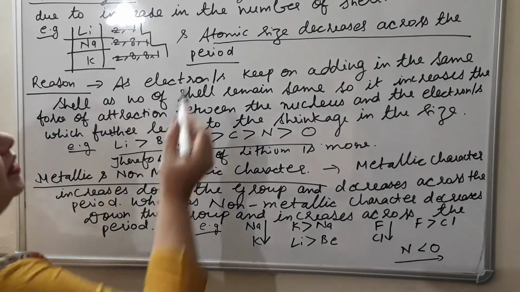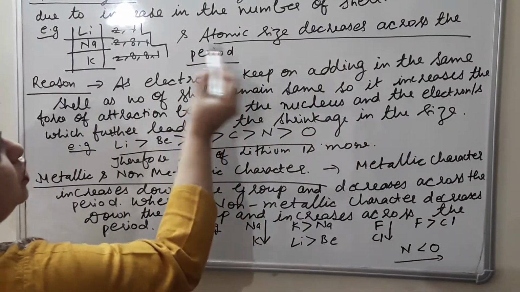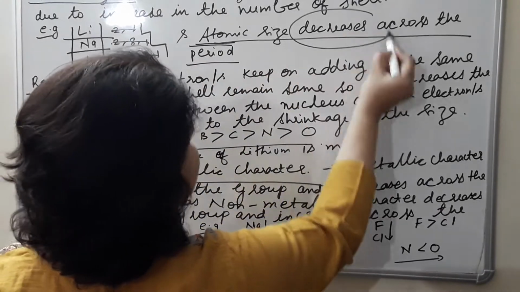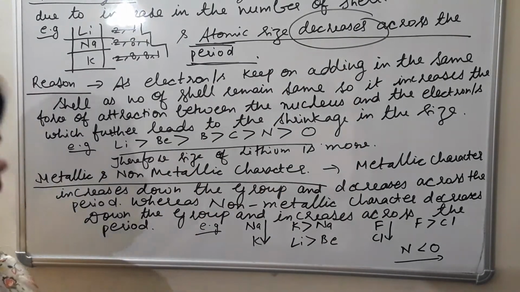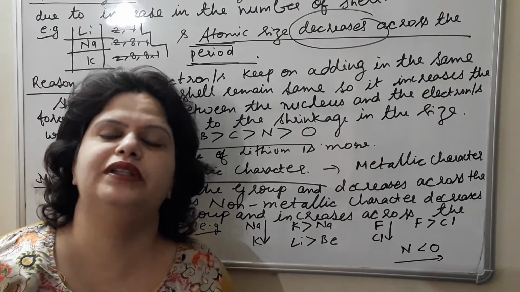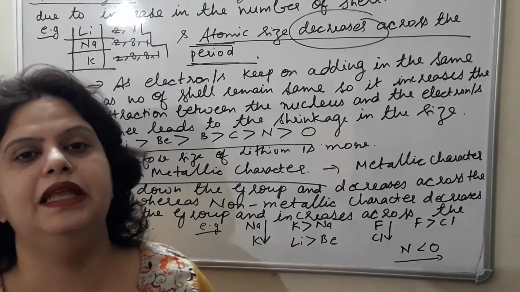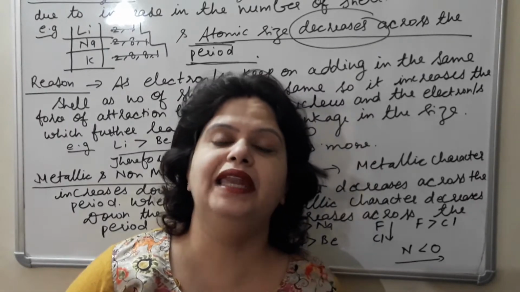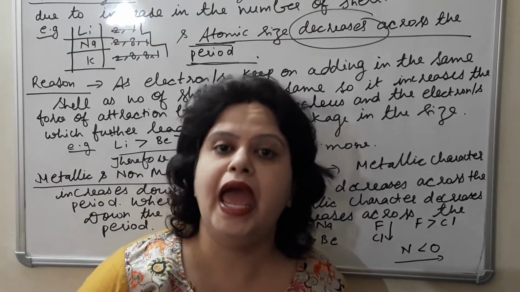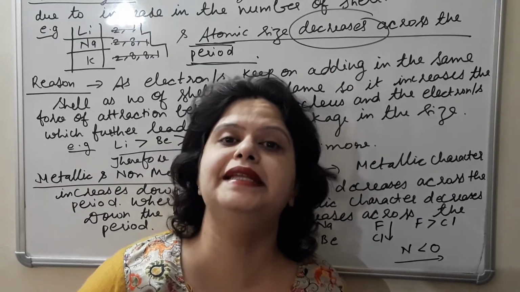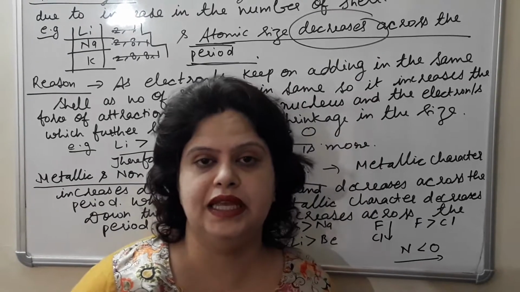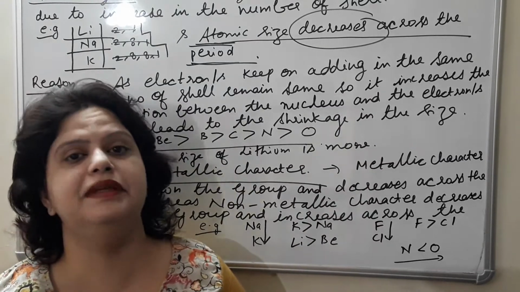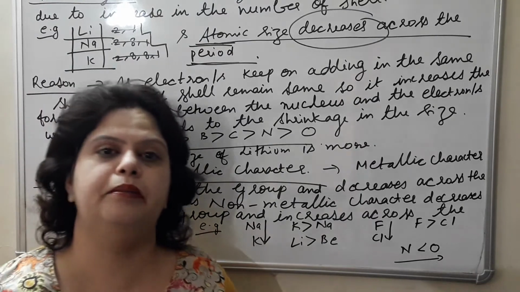Second thing, because this was not discussed in the previous lecture, I will focus on this. Atomic size decreases across the period. All of you know that for the classification of elements in the modern periodic table, two important criteria are there. Elements are classified in groups according to the number of valence electrons, such electrons which are present in the outermost shell. And in periods, elements are classified according to the number of shells.